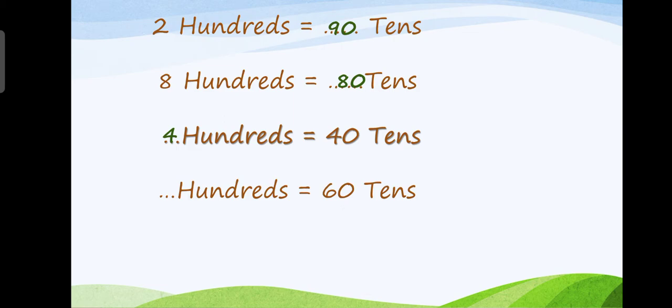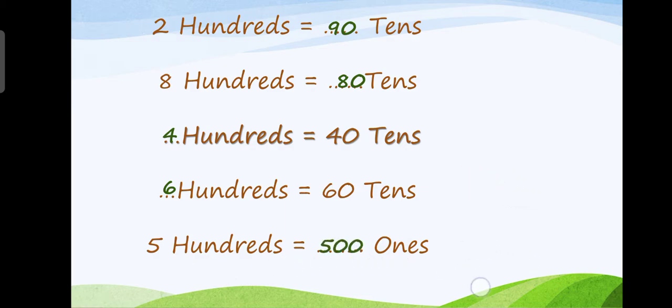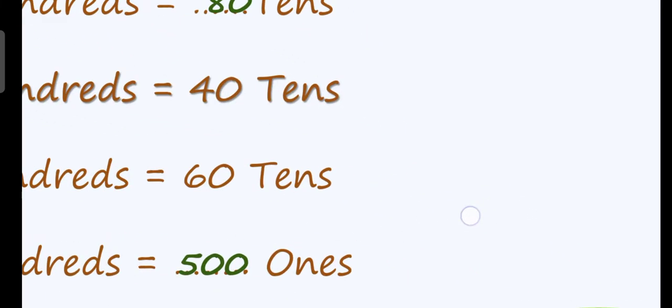Dot hundreds equals 60 tens. We said 10 tens equal 100. So 60 tens equal 600. We have 500 equals dot ones. How many ones? We said before that 100 equals 100 ones. 500 equals how many ones? 500 ones. Yes. We have dot hundreds equals 300 ones. 300 ones represent 3 hundreds.